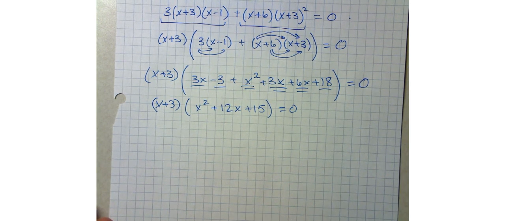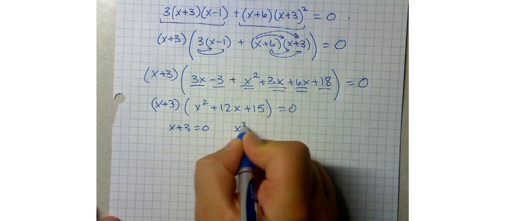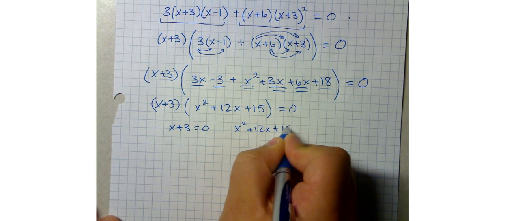We can set both terms equal to 0 now. x plus 3 is equal to 0. x squared plus 12x plus 15 equals 0.